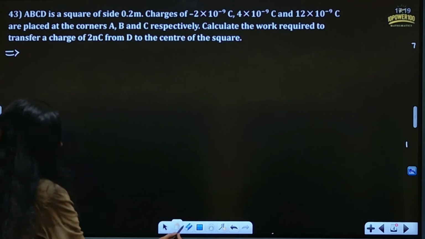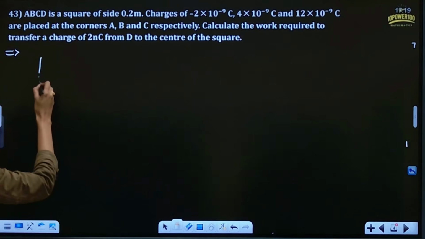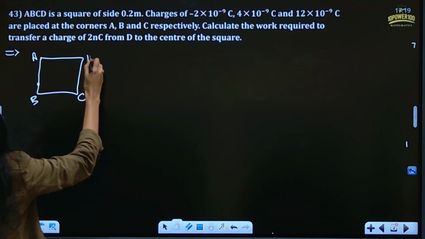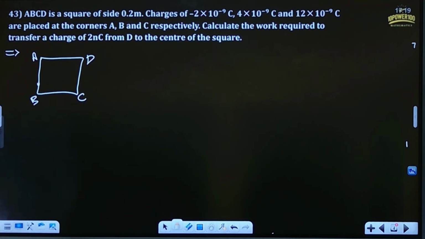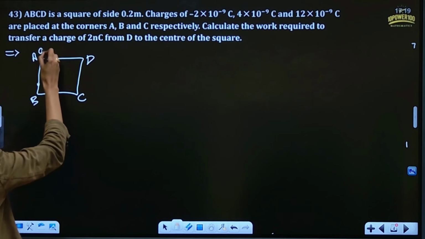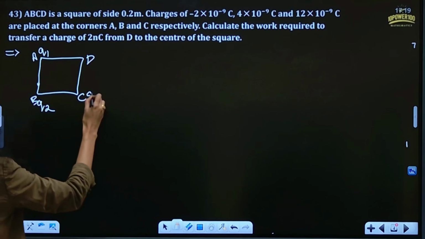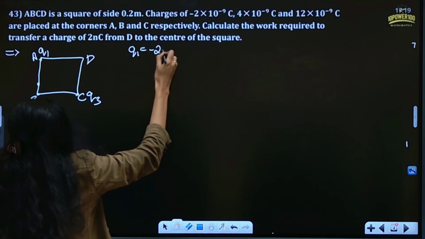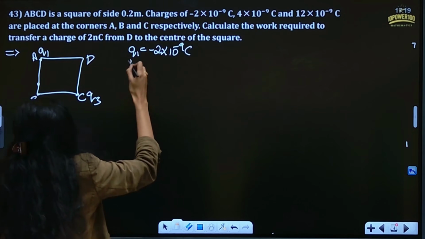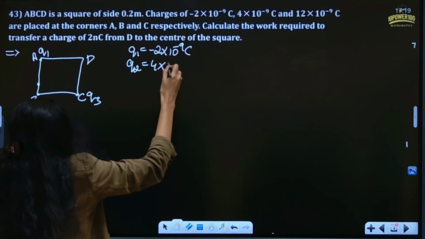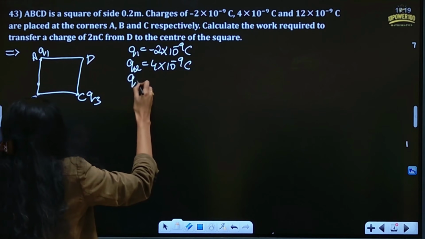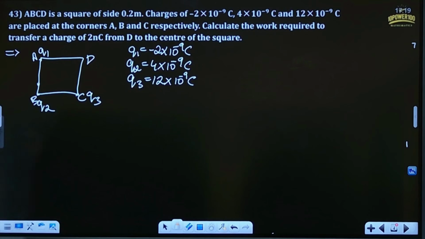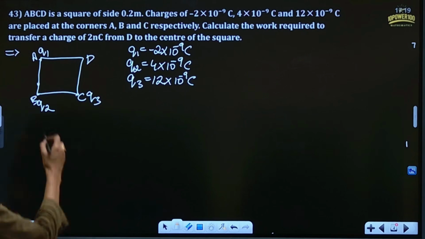They've given here ABCD is a side of a square. First let me draw a square, A, B, C, D, and three charges are placed at points A, B, C. I'll name the charges Q1, Q2, and Q3. Q1 equals minus 2 into 10 power minus 9 coulomb, whereas Q2 is 4 into 10 power minus 9 coulomb, and Q3 is 12 into 10 power minus 9 coulomb. They are placed at the corners A, B, C respectively.